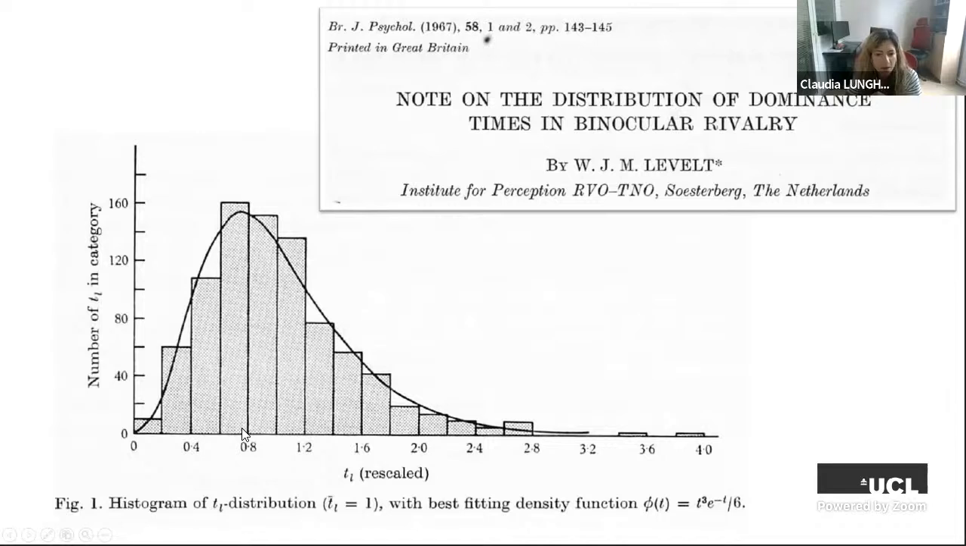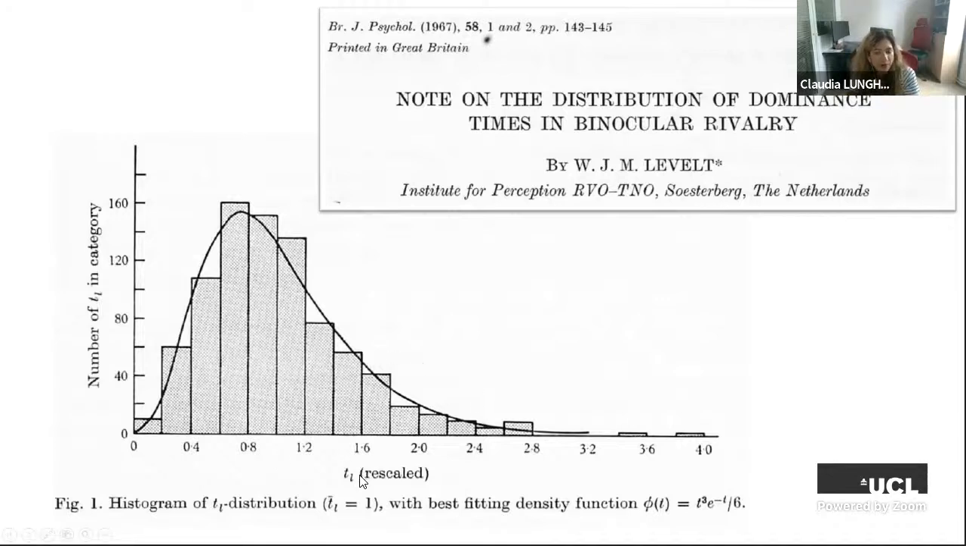And the reason why I'm showing you this is not just for a historical reason, but it's really because for many, many years, and for when we're going to dip a little bit more into the controversy I want to talk to you about, the fact that the dominance durations are approximated by this gamma distribution has been considered as evidence that binocular rivalry is happening.